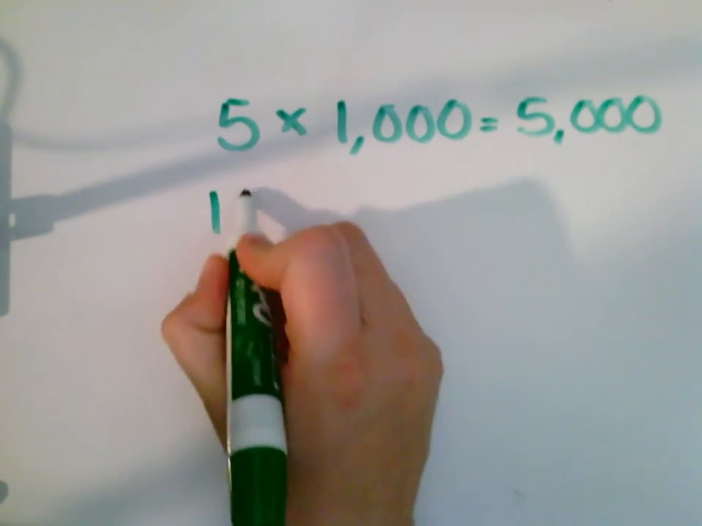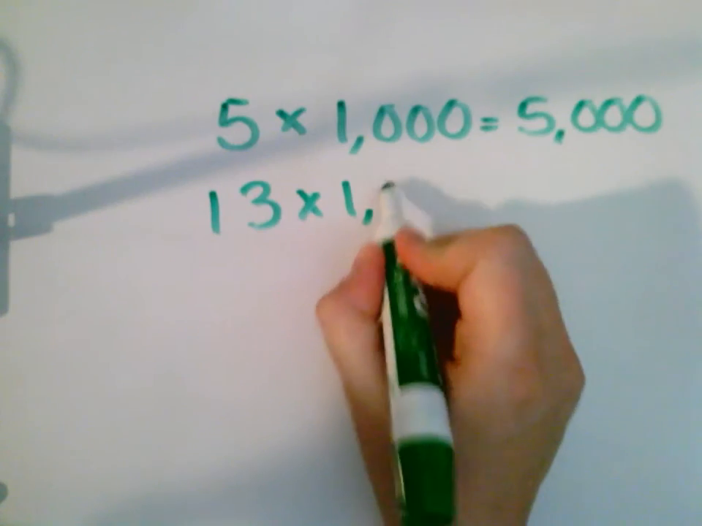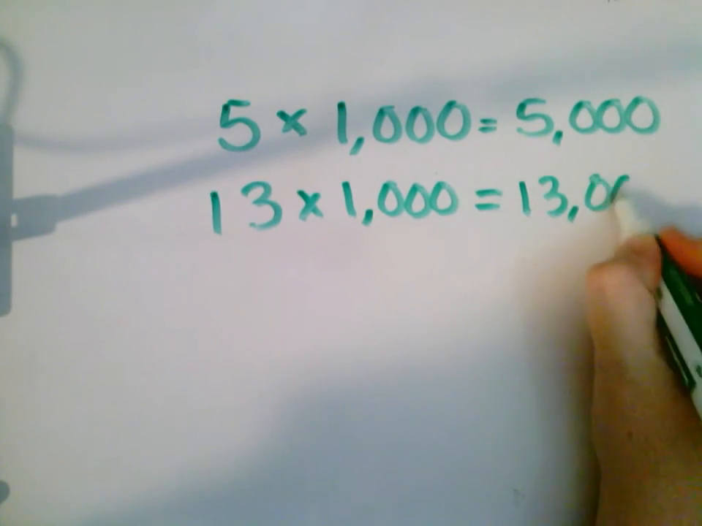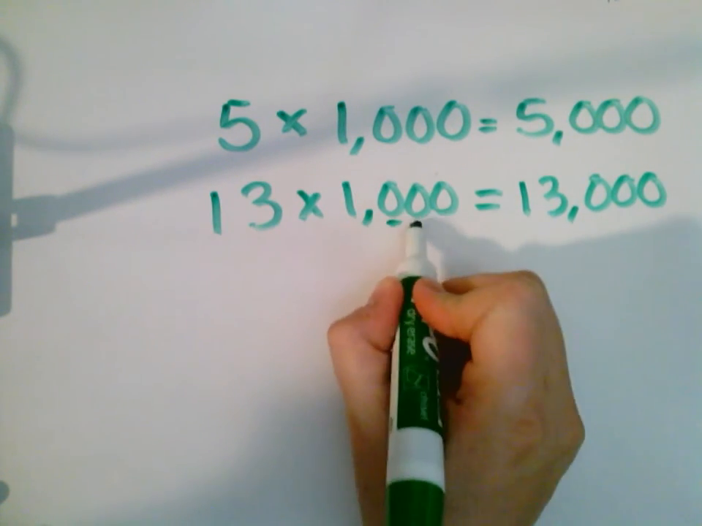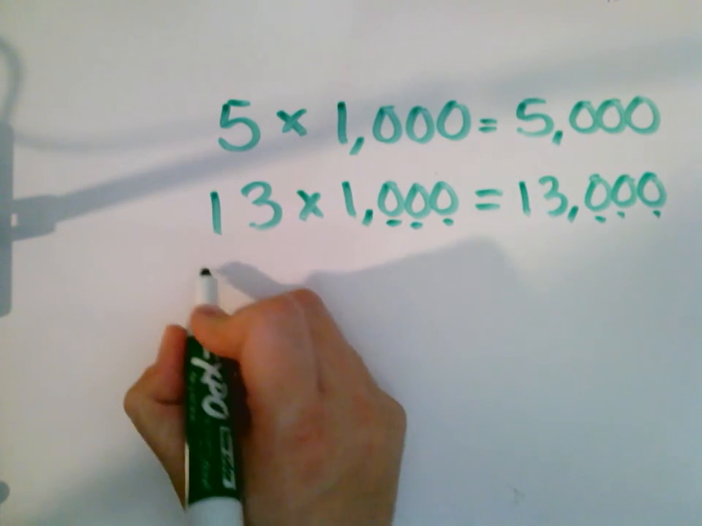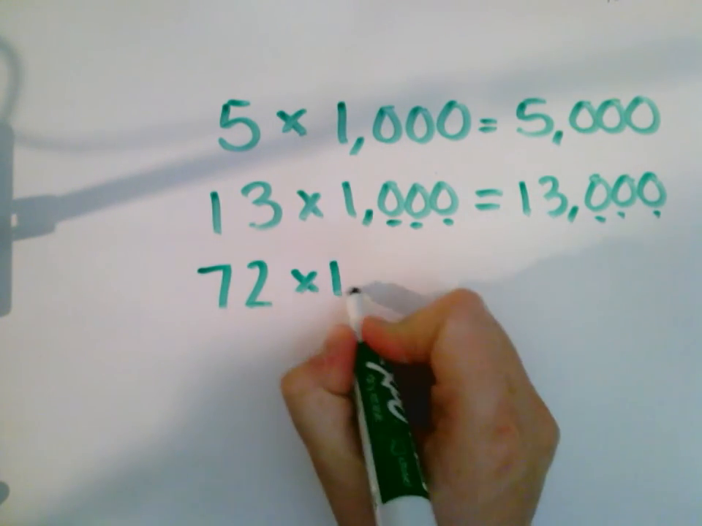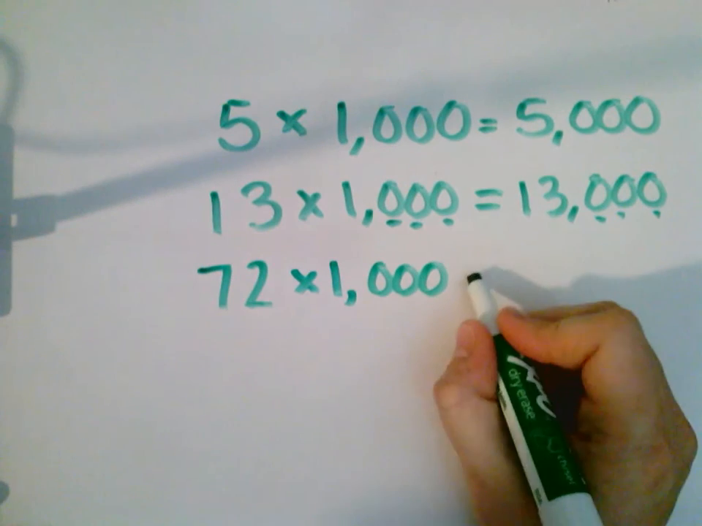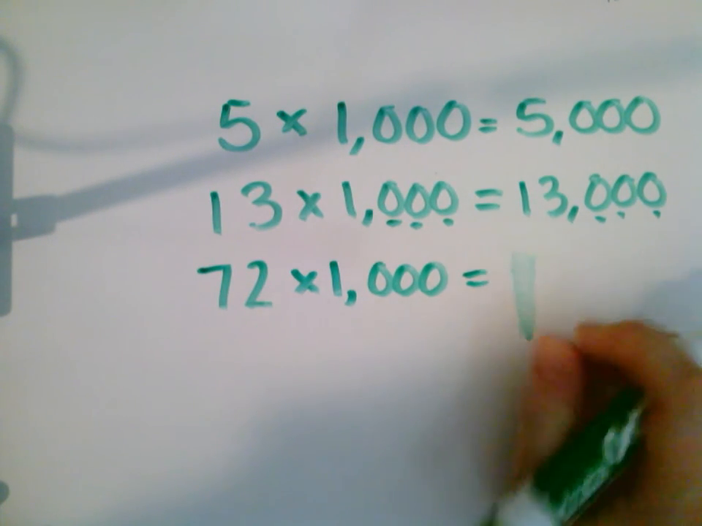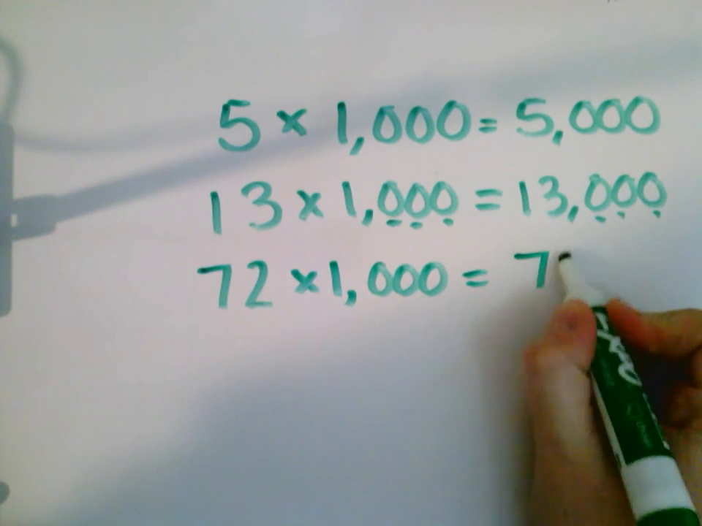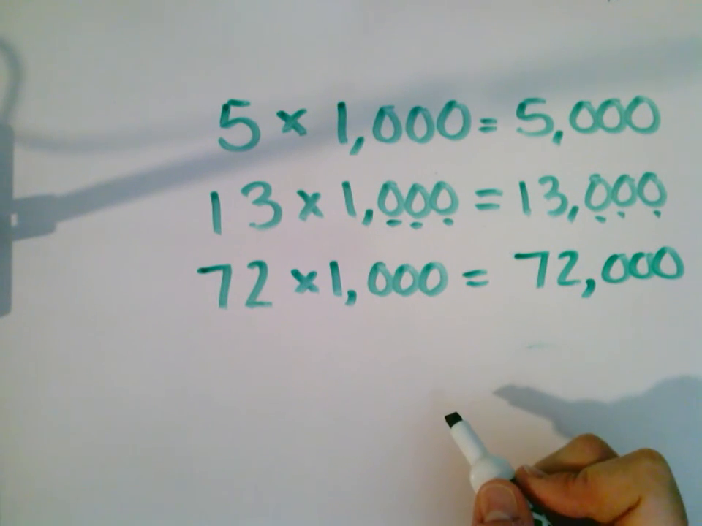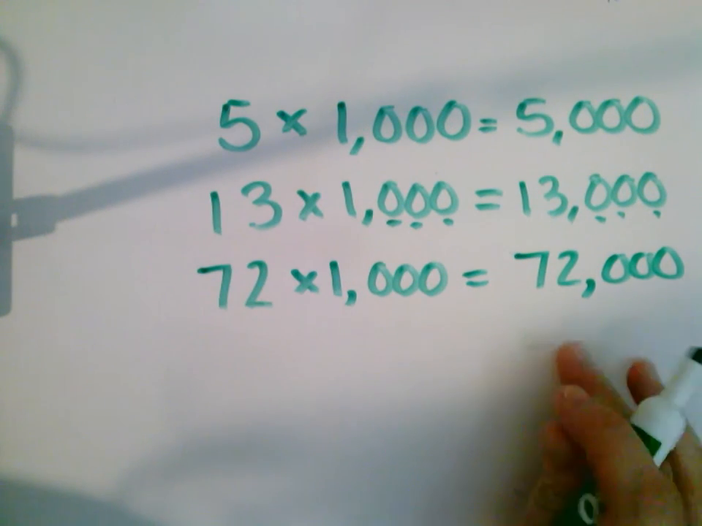If I had 13 times 1,000, my answer would be 13,000. 3 zeros, 3 zeros. How about 72 times 1,000? What do you think that answer will be? That's right, 72,000. Now it's your turn to try some of these problems on your own.